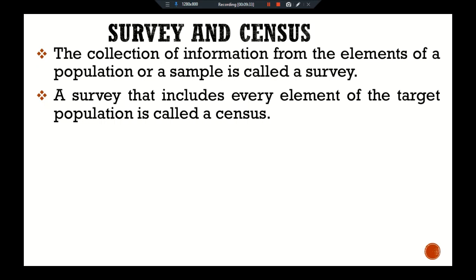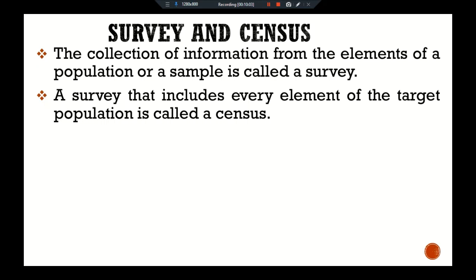As an example, if we collect information on, let's say, 2020 incomes of all families in a particular city, it will be referred to as a census. On the other hand, if we collect information on 2020 income of only 50 families from that particular city, it will be called a sample survey.